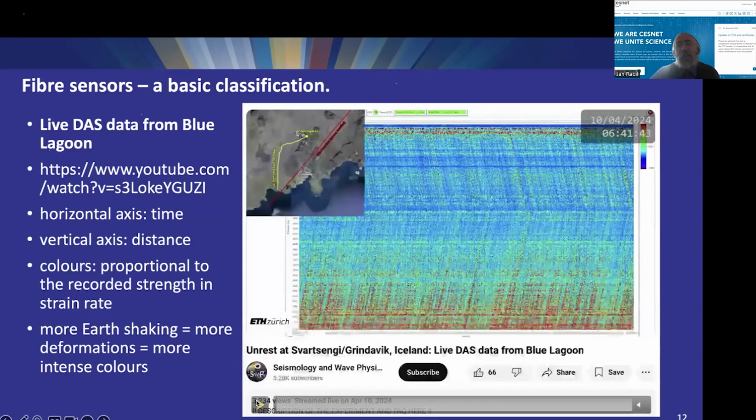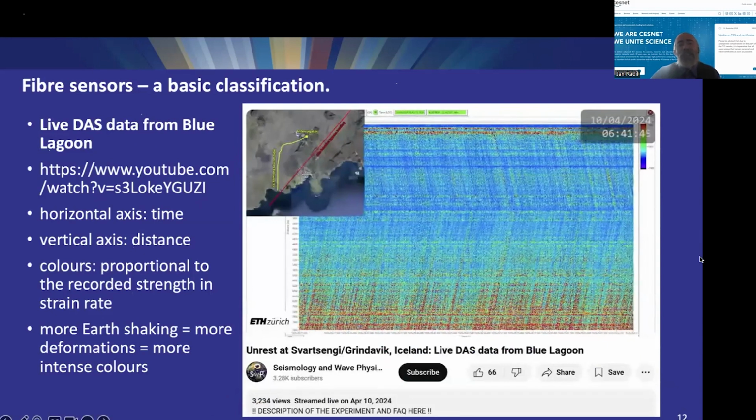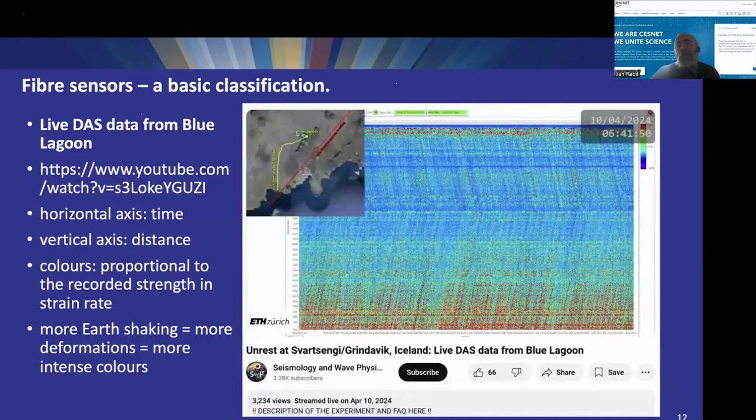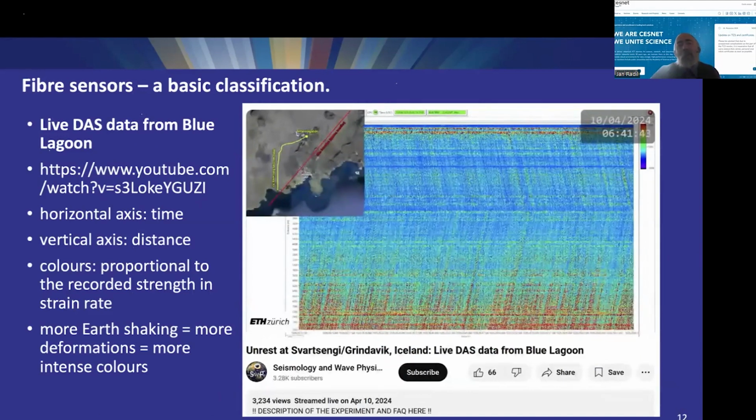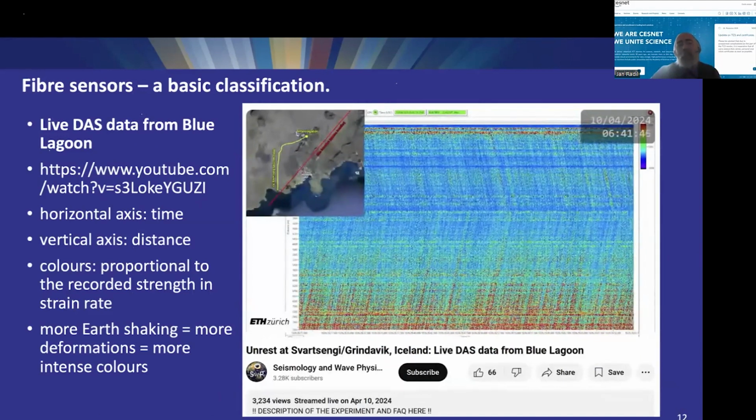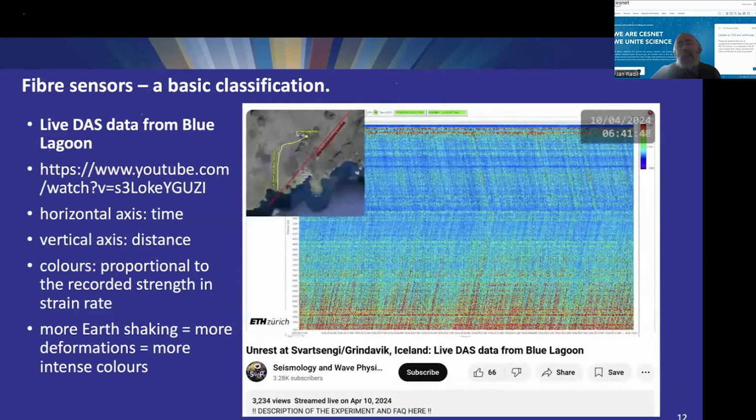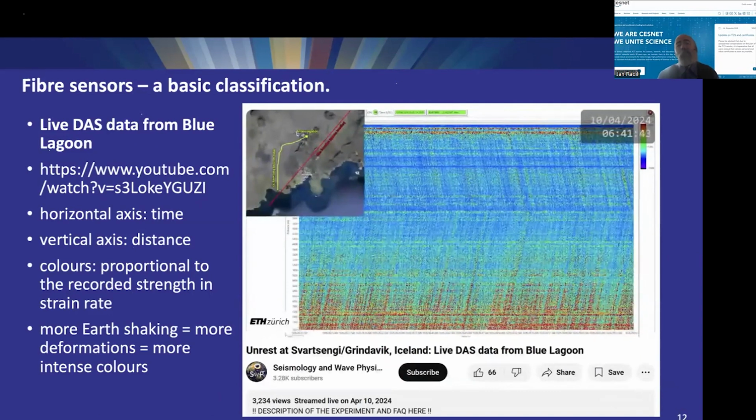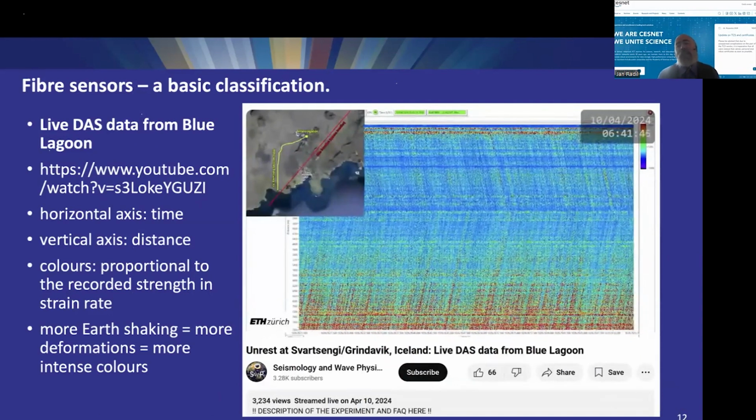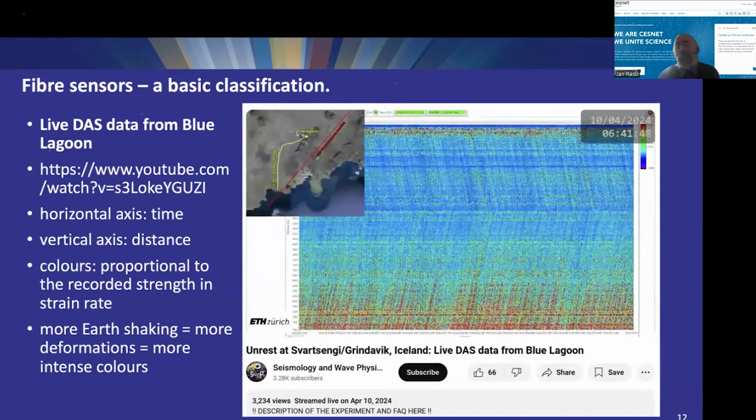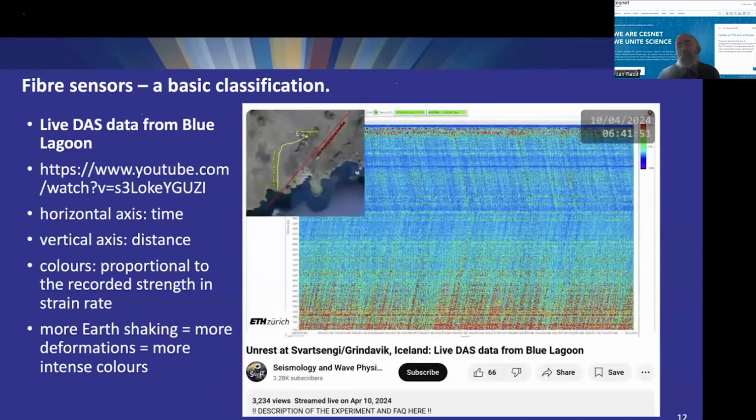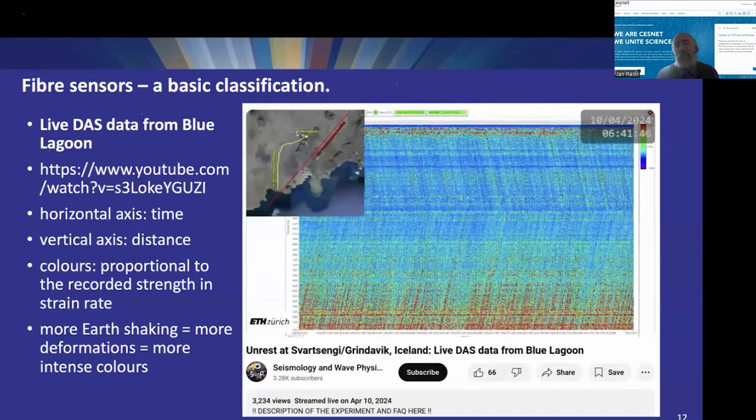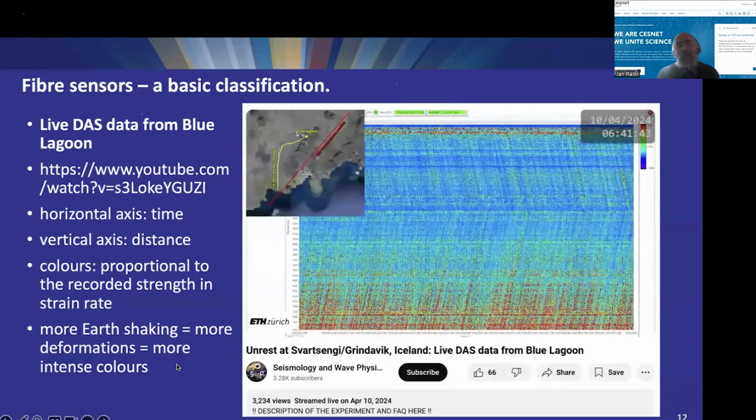Oh, okay, here should be something perhaps. Oh, okay, thank you, Chris. We can see not really live data from Blue Lagoon in Iceland, but this was pre-recorded. You can check this on YouTube. The horizontal axis is time, the vertical axis is distance. And again, colors are proportional to the strength. So basically, more movement, more shaking, more tsunami. It means more deformations and then more intense and different colors. Okay, thanks. Next.